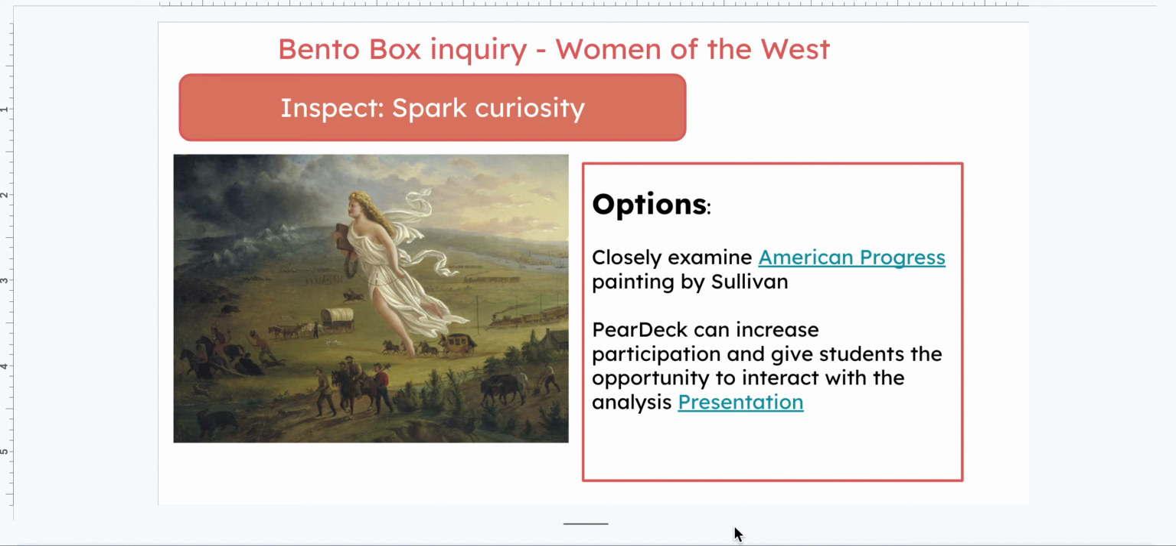Step 2 of the bento box inquiry, the inspect step, is to spark curiosity by examining a painting, right? Looking at it really closely. And you can do this on the big screen. You can give a picture to each student.